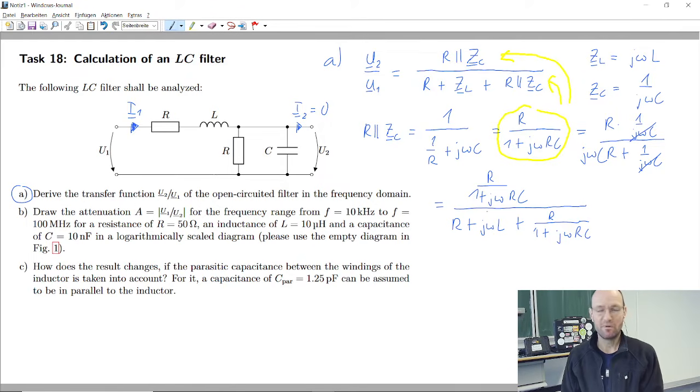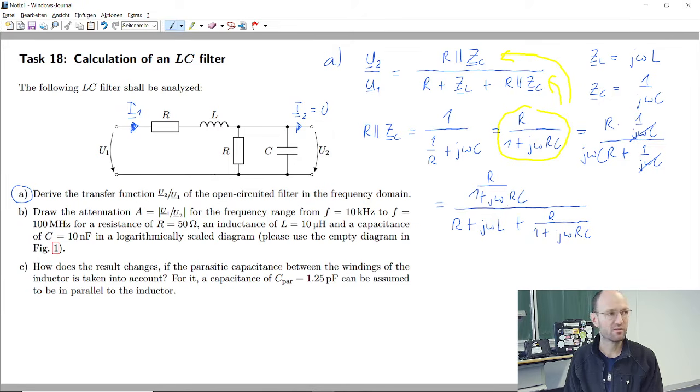Okay. In general, I would say we would be more or less finished. Yeah? We have some expression that depends on R, L, C, and omega, or angular frequency omega. But of course, we would maybe like to rewrite this in a nicer, more simple, more understandable way. So what would you suggest to do?